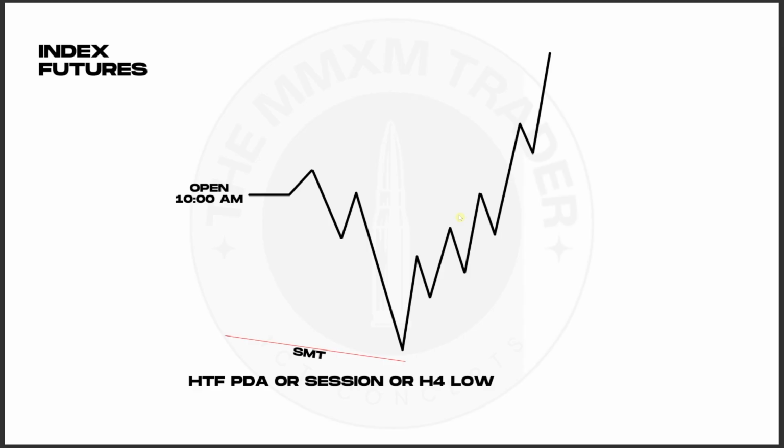And for a bullish scenario, right, we have a 10 a.m. open, new 4-hour candle opening, ICT's silver bullet, right? We want to see it trade lower, making that lower wick on the 4-hour candle, then form SMT on either a higher time frame PDRA or a previous session low or a previous 4-hour candle's low, and then the distribution towards the drawn liquidity, which should be higher.